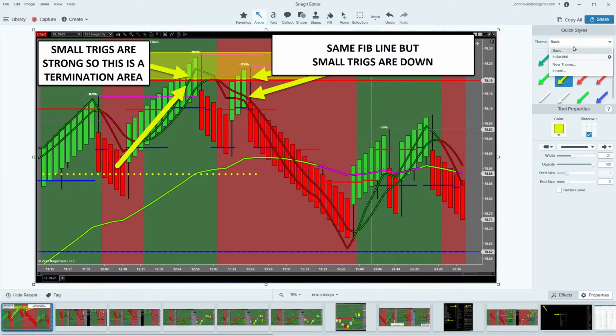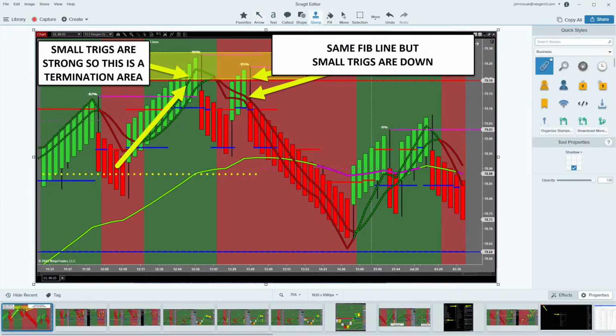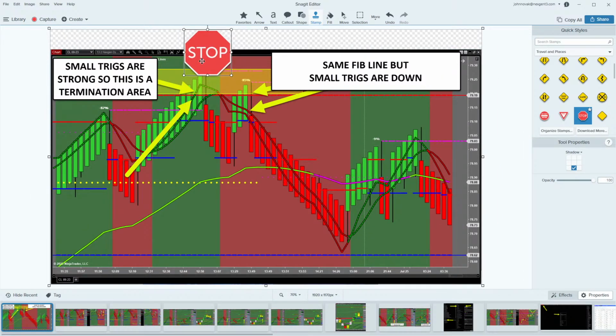Again, let's see, I don't think I have them in here, but anyway, I think I'm going to make this fancy here. Hang on a second. We'll call it Traveling Places. There we go. So this is the spot right here where we're going to stop going long.